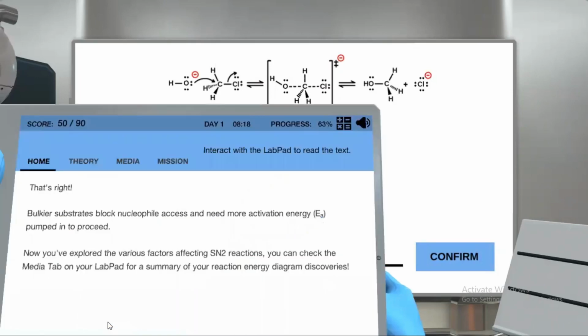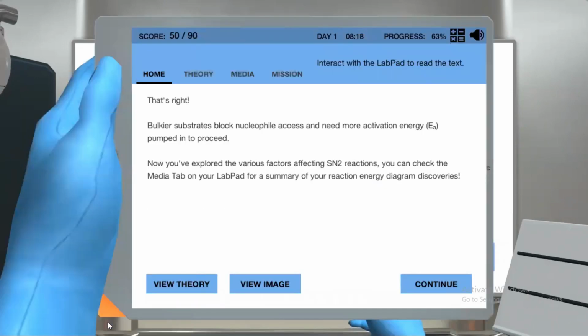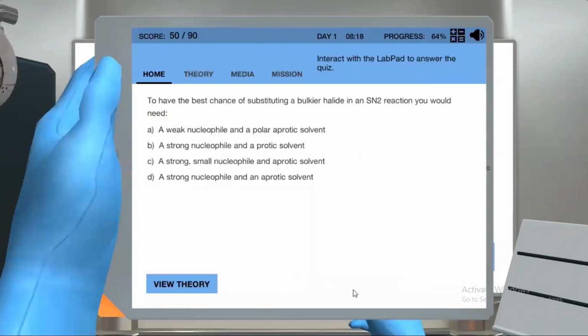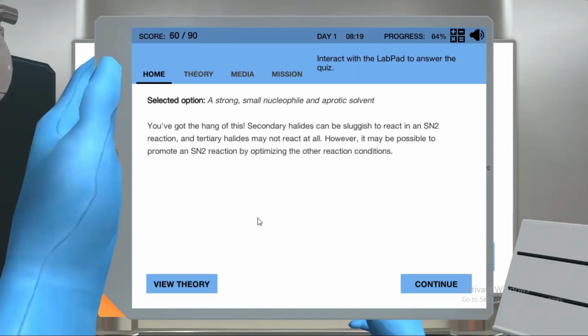Now you've explored the various factors affecting SN2 reactions, you can check the Media tab in your lab path for a summary of the reaction energy diagram discoveries. To have the best chance of substituting a bulkier halide in an SN2 reaction... Secondary halides can be sluggish to react in an SN2 reaction, and tertiary halides may not react at all. However, it may be possible to promote an SN2 reaction by optimizing the other reaction conditions.